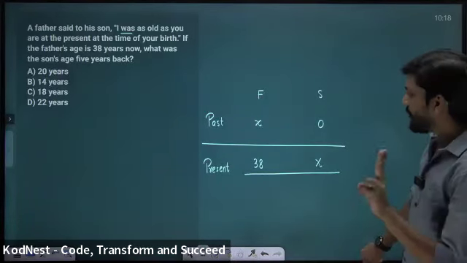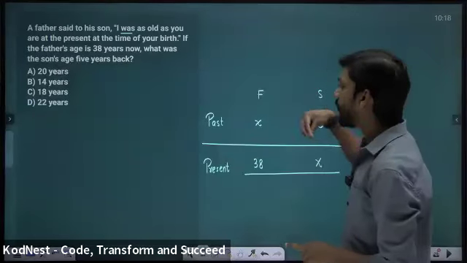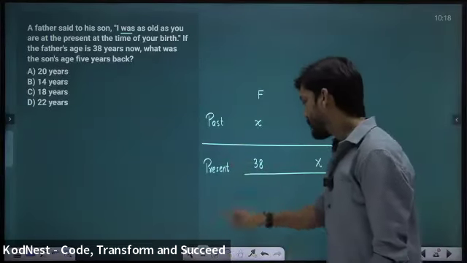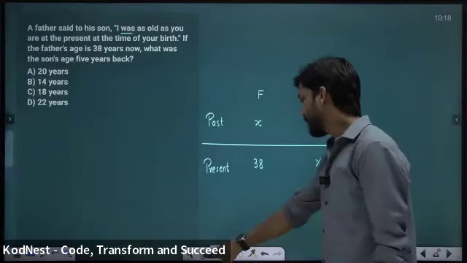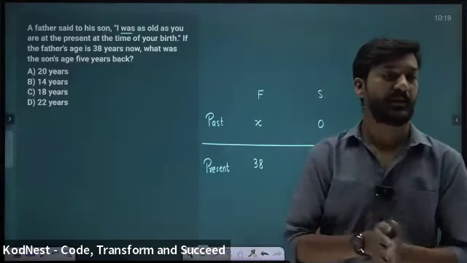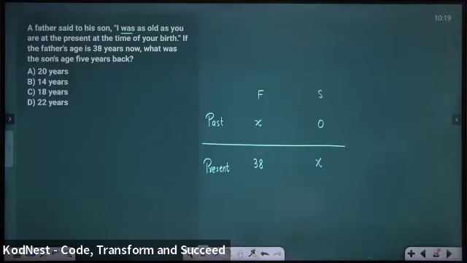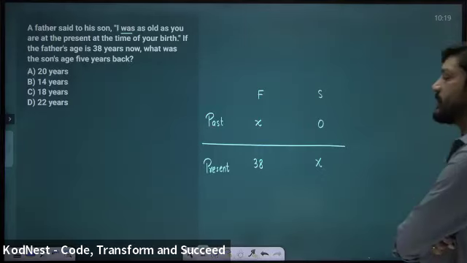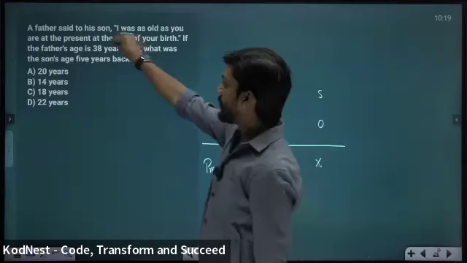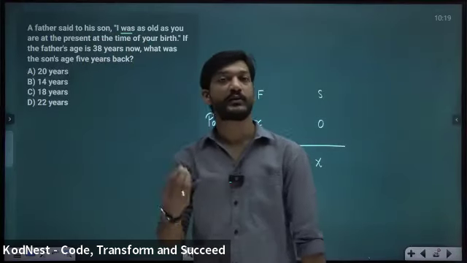So, two timelines are there. One is past. How much in the past? I don't know. And one is present. What should I do? As per the statement, as per the present age of the father, I have written everything. Now, next what?